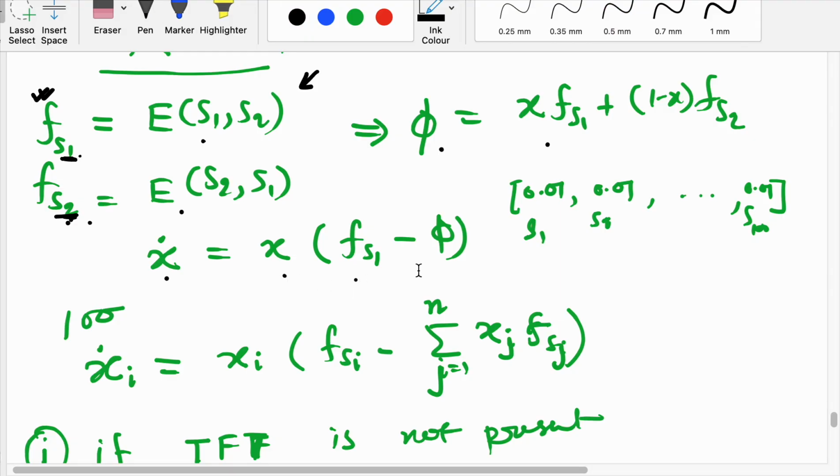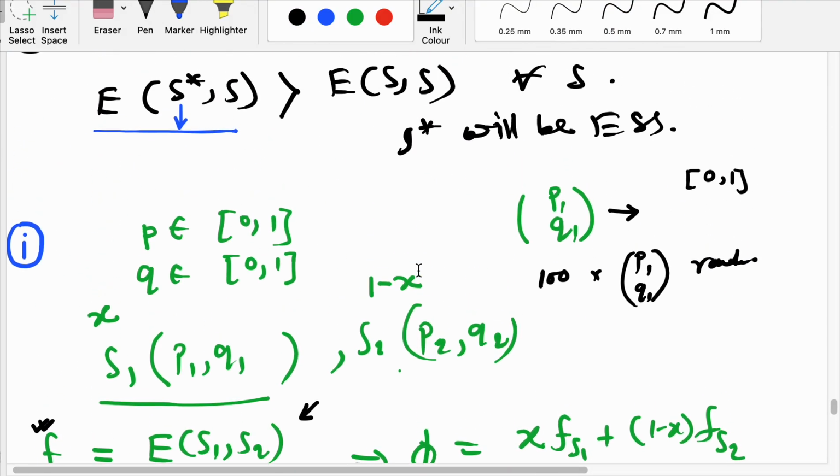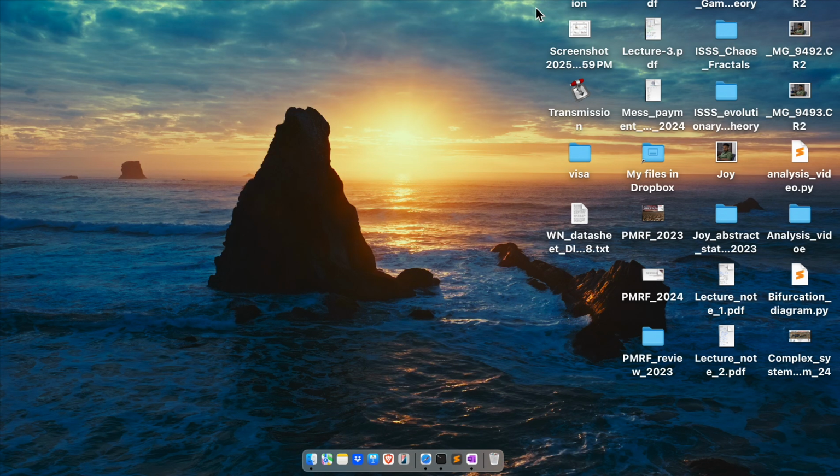Now we can ask: if I assume that all these random strategies are present initially in the population equally, and I run my dynamics, in the long run which type of individual will be selected? So let me show you the code.